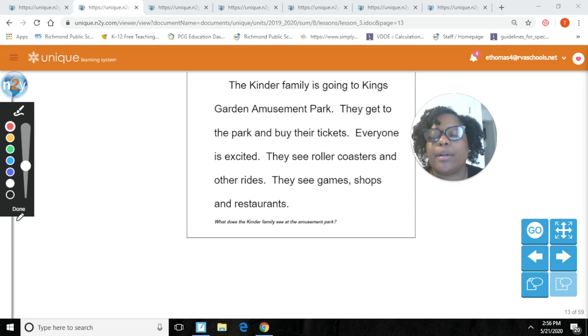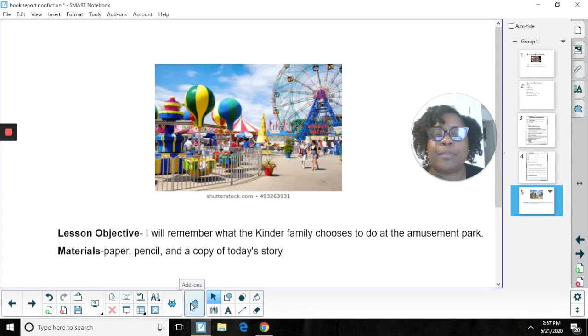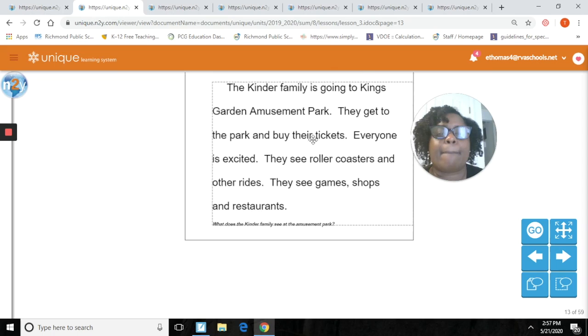Now, don't forget, if you recall, our objective is we have to remember what the Kinder family is going to choose at that amusement park, okay? Let's pull that objective up again. We have to remember what they're going to choose at the amusement park. So we're looking for their choices, okay? What did the Kinder family choose to do? All right.